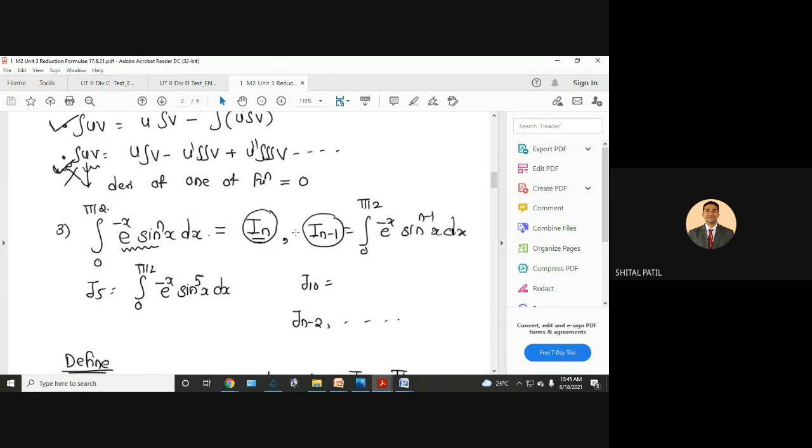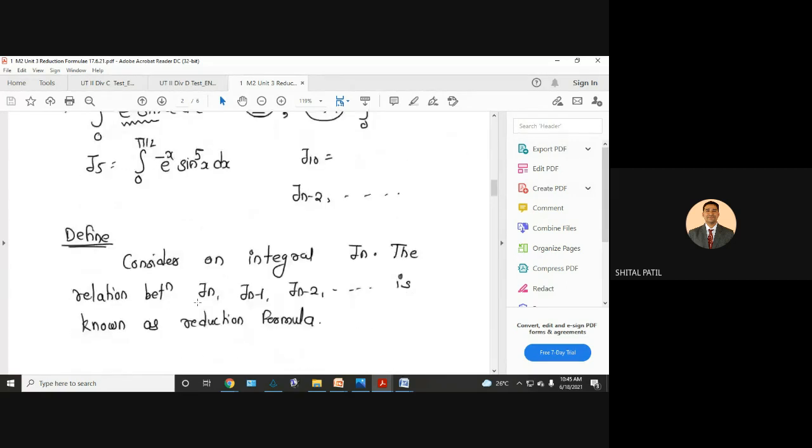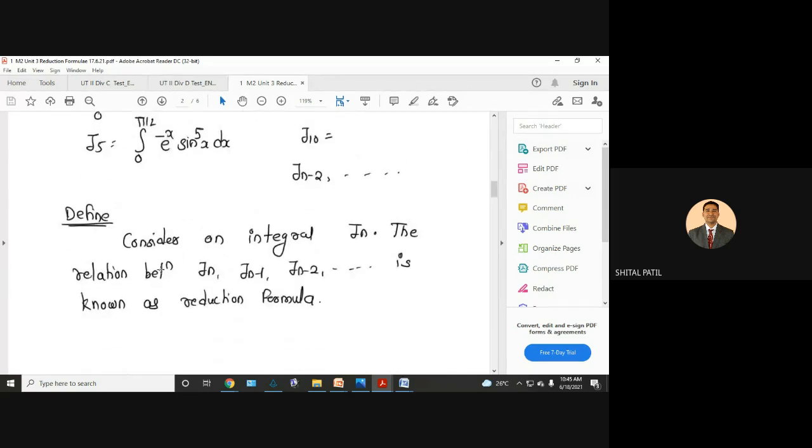Our aim is to find the relation between I_n, I_(n-1), I_(n-2), and so on. And why are we finding this relation? So that we can solve this type of integrals. Okay, so consider an integral I_n. The relation between I_n, I_(n-1) and so on is known as reduction formula.